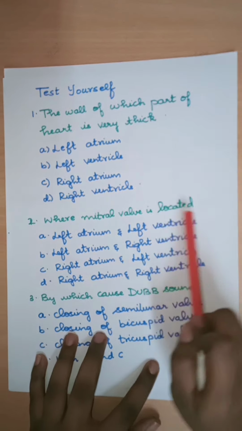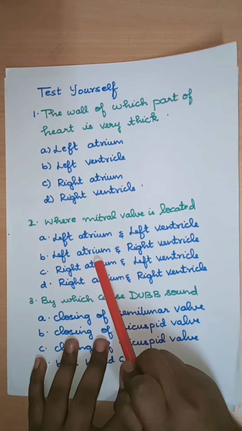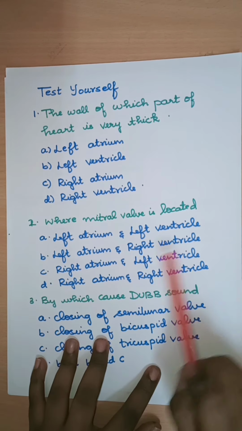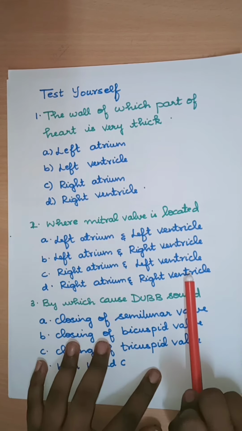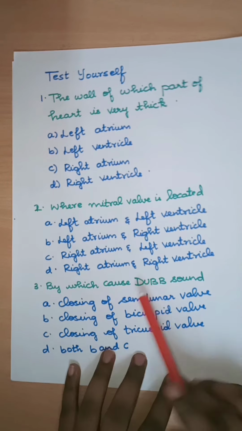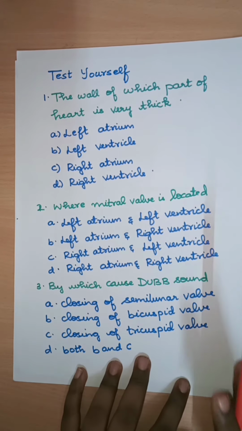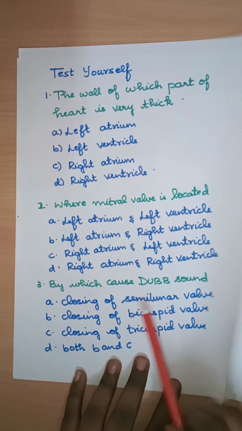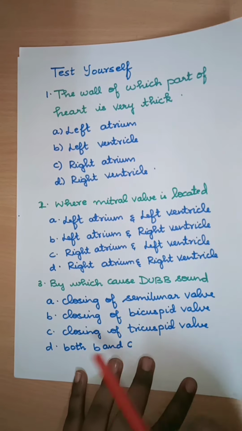Where is the mitral valve located? Left atrium and left ventricle, left atrium and right ventricle, right atrium and left ventricle, right atrium and right ventricle. Okay, the question is the exact location of the mitral valve. By which cause is the dub sound produced? Closing of semilunar valve, closing of bicuspid valve, closing of tricuspid valve, or both B and C.